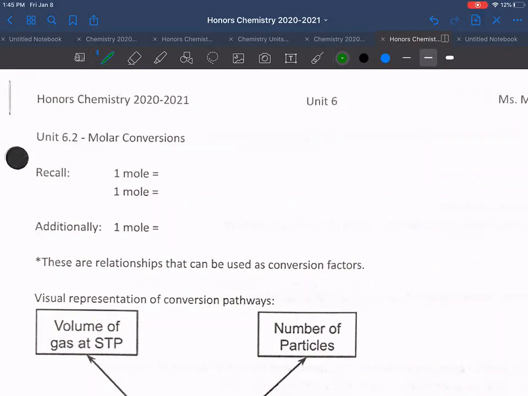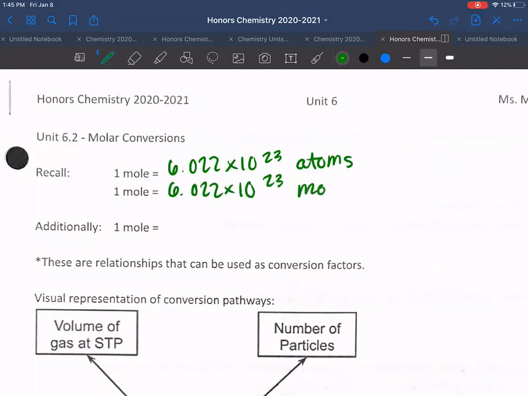Okay, so 1 mole. That is not only 6.022 times 10 to the 23rd atoms, but don't forget that could also be 6.022 times 10 to the 23rd molecules. These are different, and I will bring up that example during notes today.